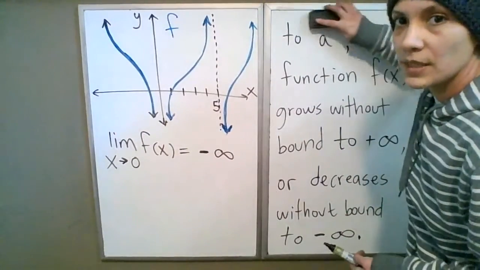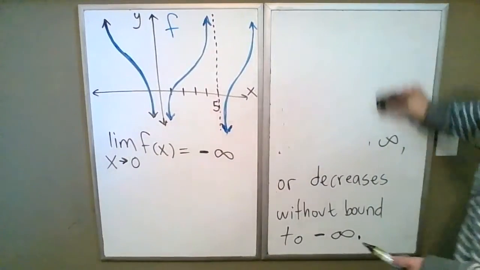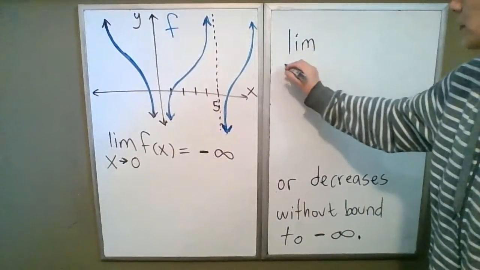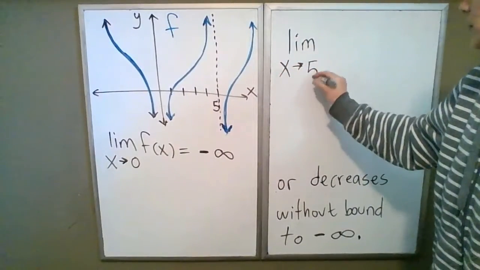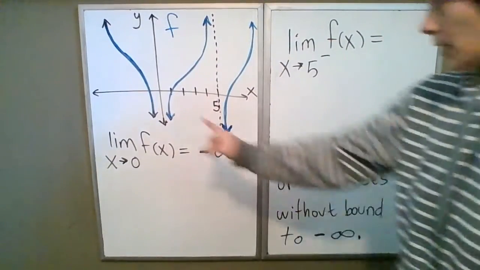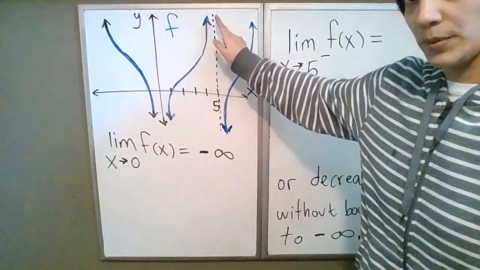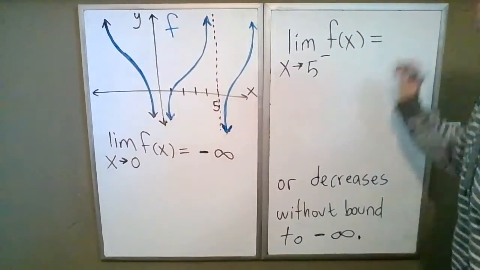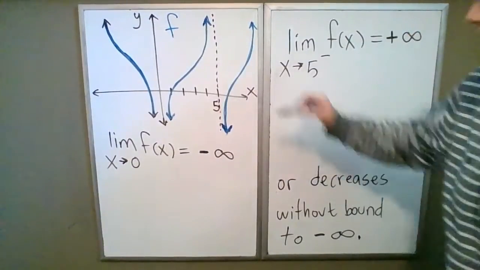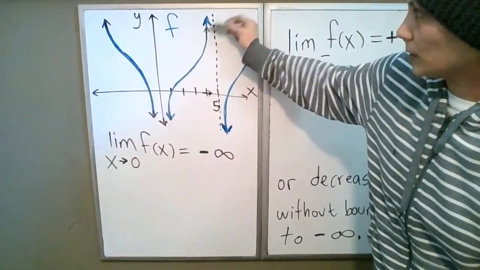Next one, we're going to have the limit as x approaches 5 from the left of f of x. This way, closer and closer to 5 with your x values, your function is going up to positive infinity. X's are going this way. F of x's are going that way.